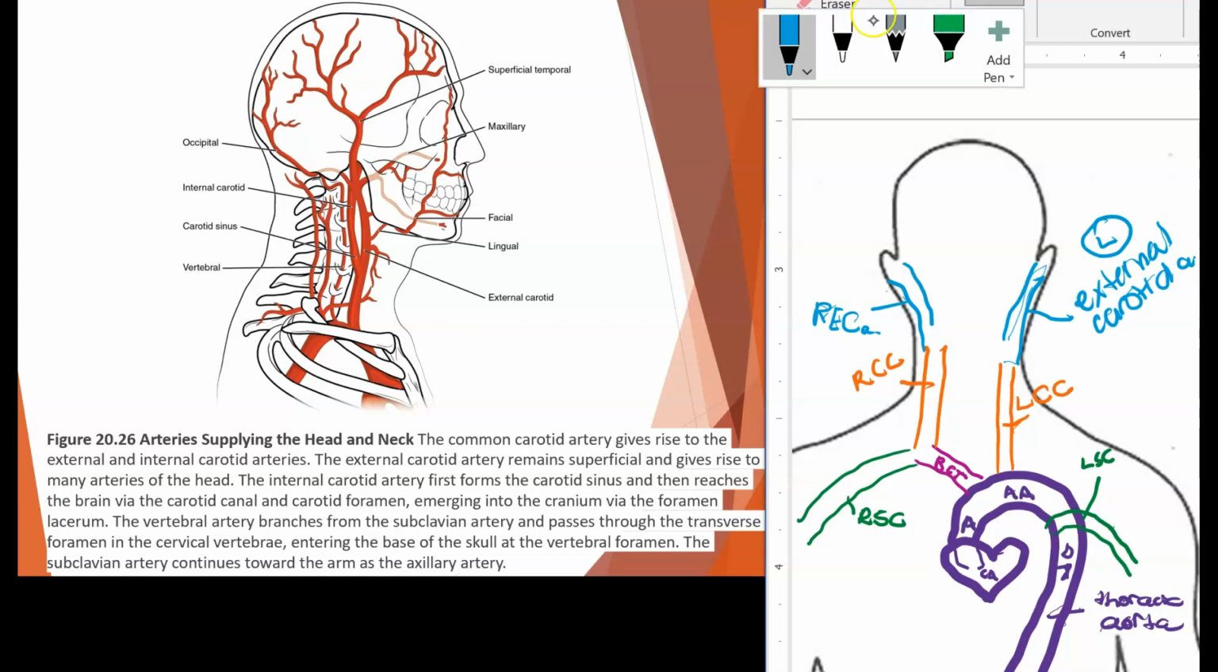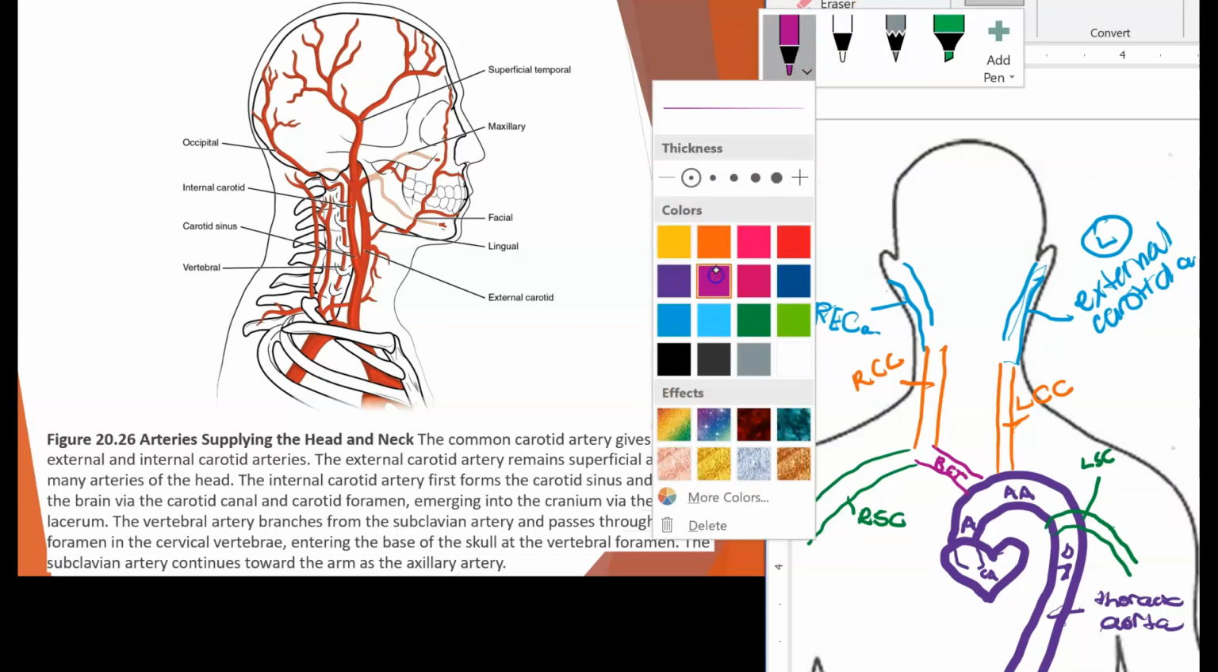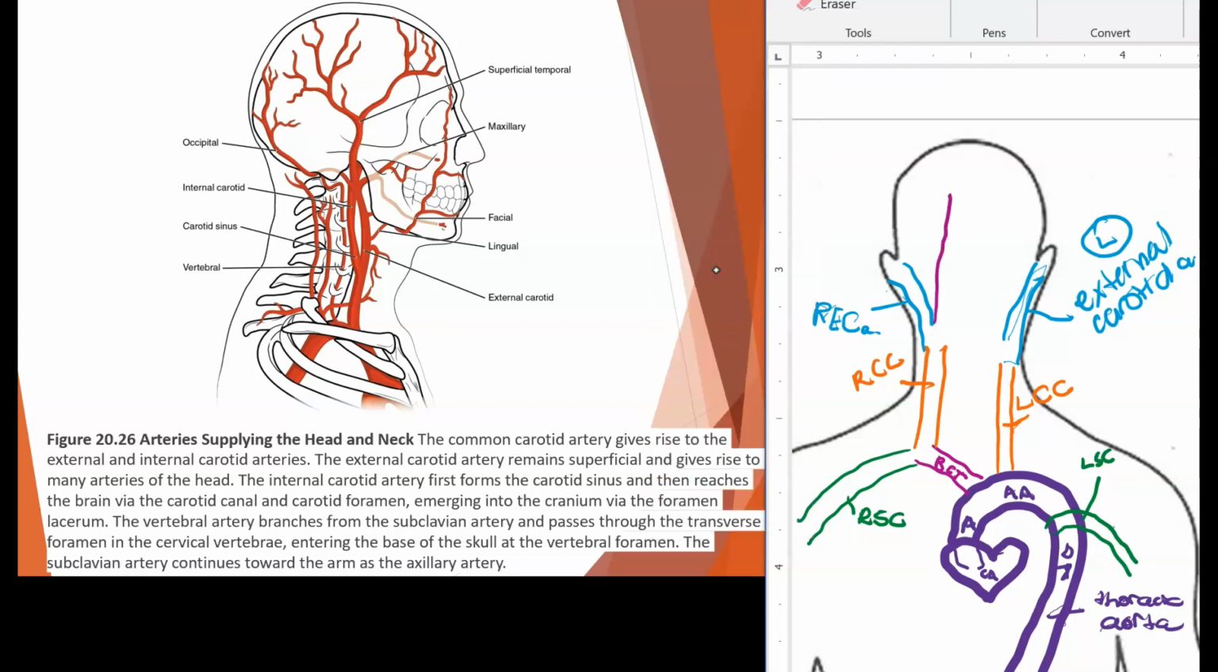And then the other branch we are going to have off of that common carotid artery is going to be the internal carotid artery. And notice I'm drawing this a little bit higher up and toward the center because this is going to go and supply our brain. Whereas the external carotid artery is going to supply structures more in our face and our neck. So this is going to be our left internal carotid artery. Again, I apologize for the handwriting. I didn't realize my stylus was broken.